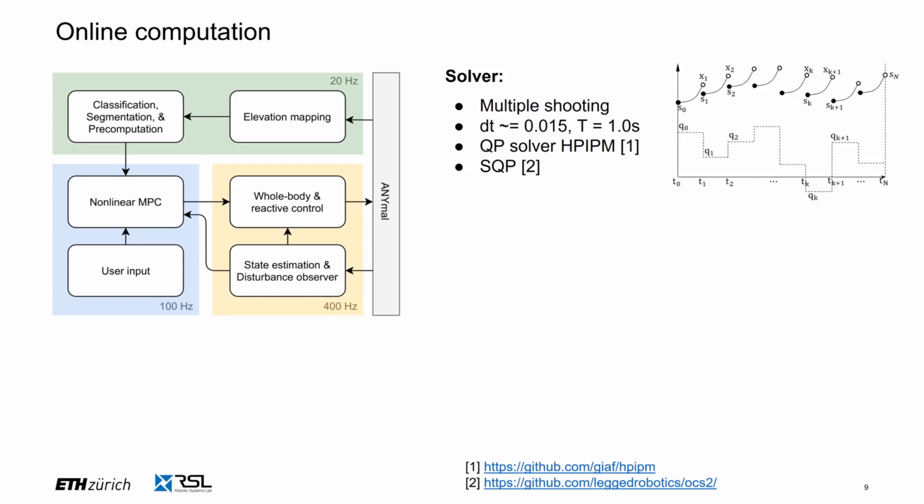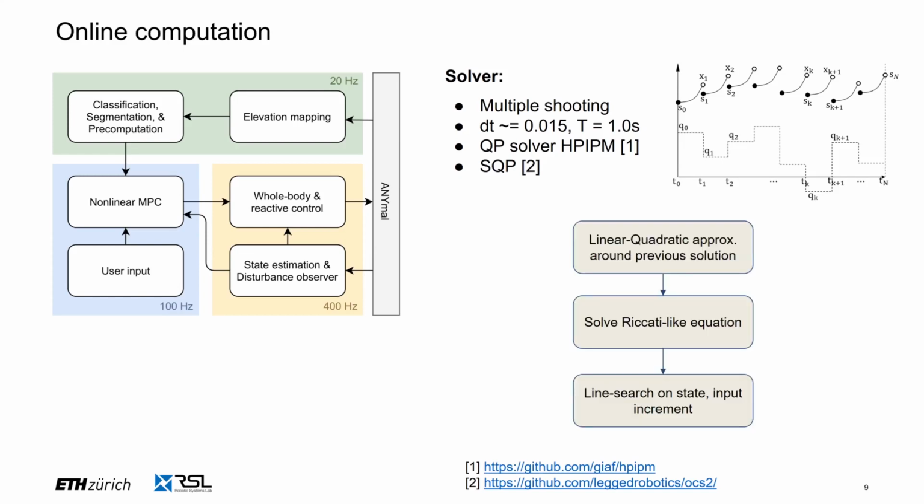So I switched to a multiple shooting approach where each of the shots is 0.015 seconds and we have a horizon length of about 1 second. For that, we use the structure exploiting solver HPIPM and the nonlinear SQP loop you can find in our OCS2 toolbox. These algorithms make a linear quadratic approximation around the previous solution. Then we solve this condensed equation and do a line search on states and inputs.